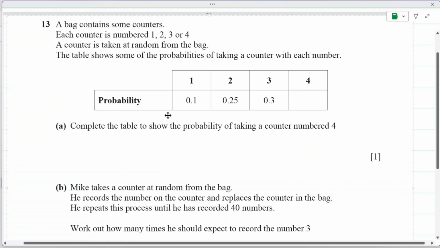Now in probability, all your possibilities should add up to 1. So we have 0.1 plus 0.25 plus 0.3 plus the probability of 4, and these should all equal 1. To get the probability of 4, you simply add 0.1 plus 0.25 plus 0.3, then subtract the result from 1. The answer you get will be the probability of picking a 4.